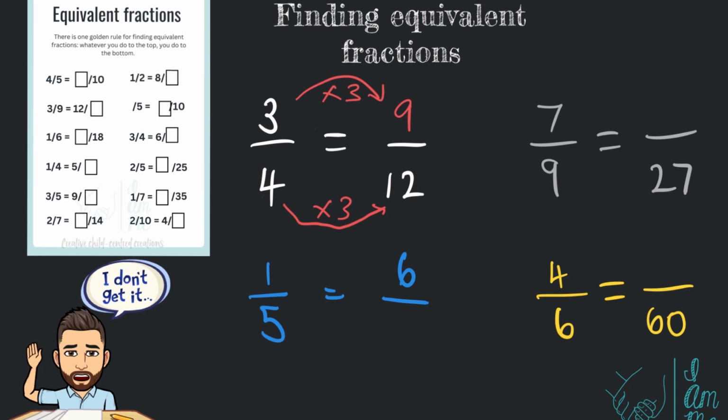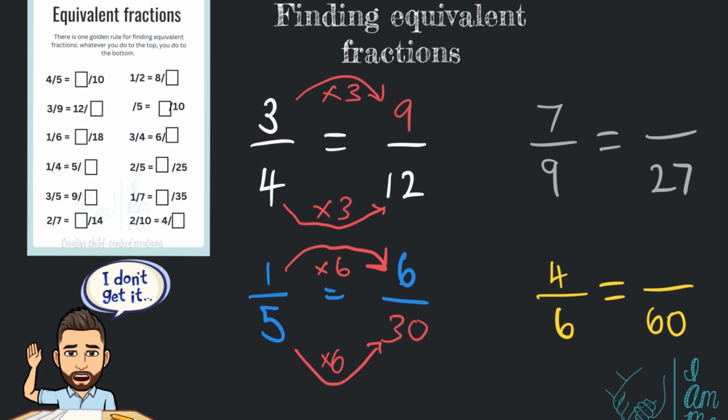Blue. 1 to 6. How many 1s go into 6? Or what do I times 1 by to make 6? I multiply it by 6. So I do the same to the bottom. 5 multiplied by 6 equals 30.